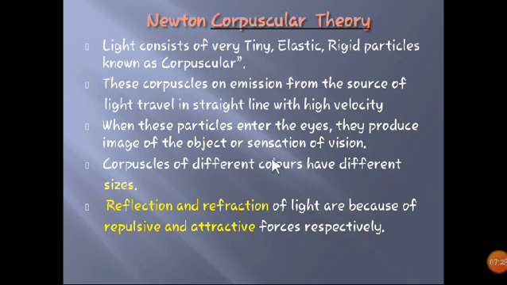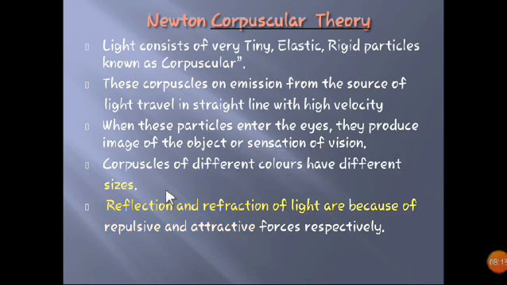And then we know light consists of a number of colors. So these colors are due to the sizes of the corpuscles. As the particles have different sizes, the different sizes will give different colors of light. And the last one is that reflection and refraction of light are due to repulsive and attractive forces respectively. That means repulsive forces will give reflection and attractive forces will give refraction. This is as per Newton's corpuscular theory.